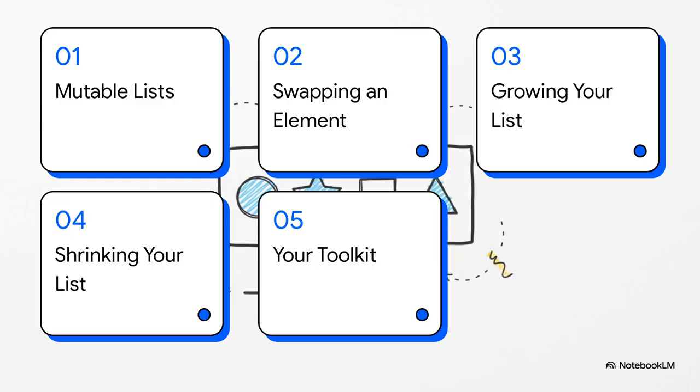So here's the game plan. First, we'll hit the one key idea that makes all this possible, mutability. Then we'll jump into the practical stuff, swapping elements, growing your lists, and shrinking them back down. And by the end, you'll have a complete toolkit for list manipulation.